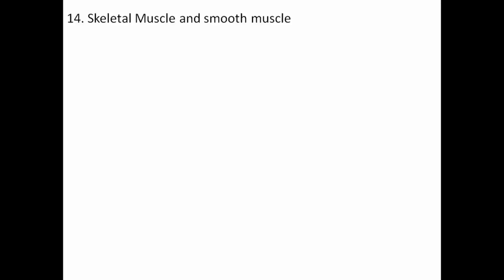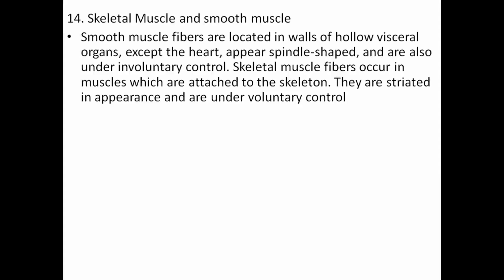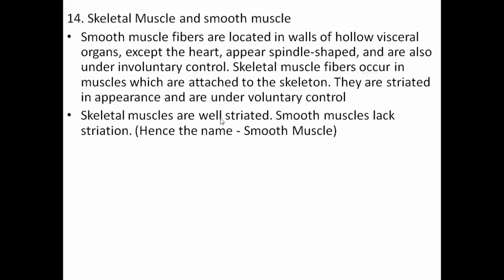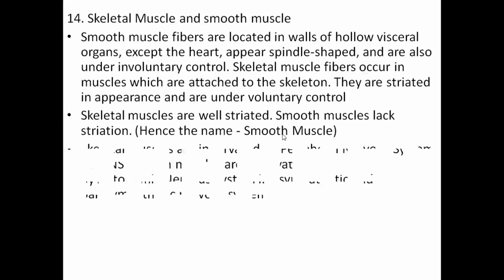And lastly, skeletal muscle and smooth muscle. Smooth muscle fibers are located in the walls of hollow visceral organs except the heart, appear spindle shaped and are under involuntary control. Skeletal muscle fibers occur in the muscles which are attached to the skeleton. They are striated in appearance and under voluntary control. Skeletal muscles are well striated, smooth muscle lacks striation, hence the name smooth muscle.